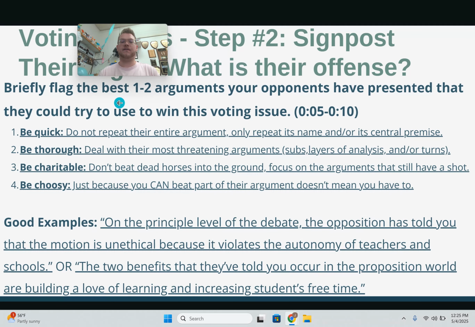Briefly flag the first best 1 to 2 arguments that your opponents have presented that they could try to use to win this voting issue. This should take you 5 to 10 seconds, and you can follow these 4 pieces of advice for how to do it well.